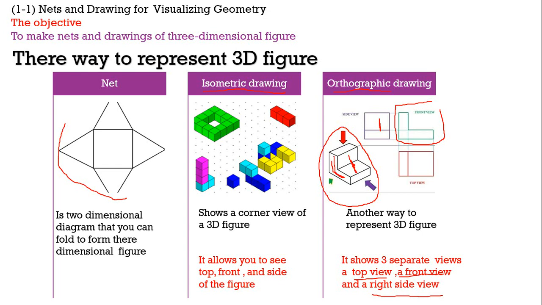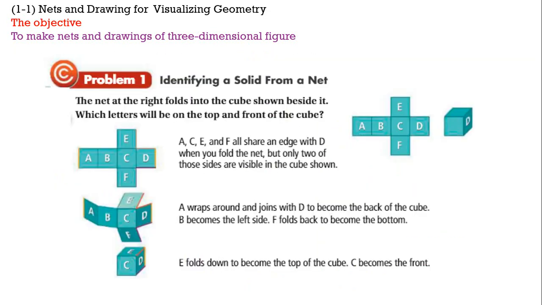Let's get started with our lesson. In the first problem, we need to identify a solid from a net. I will give you this net, and then I want you to identify the solid, which means the 3D shape, from this net. Let's see the question. The question says, the net at the right folds into the cube shown beside it, which is this one. They are asking which letters will be on the top and front of the cube.